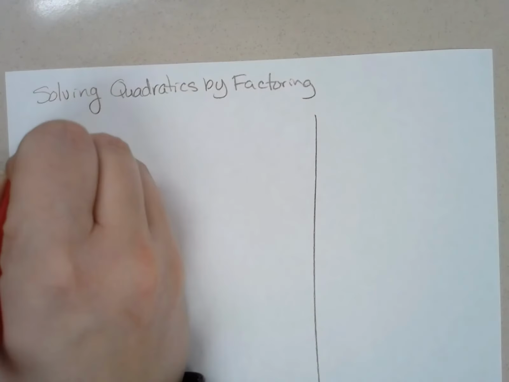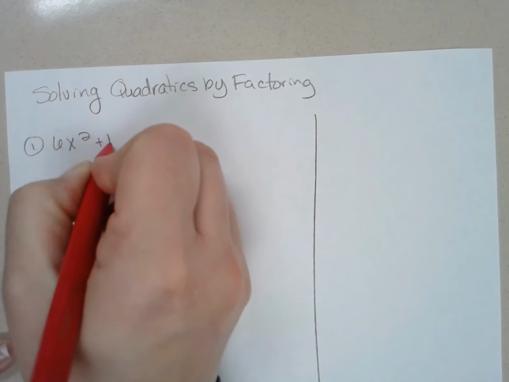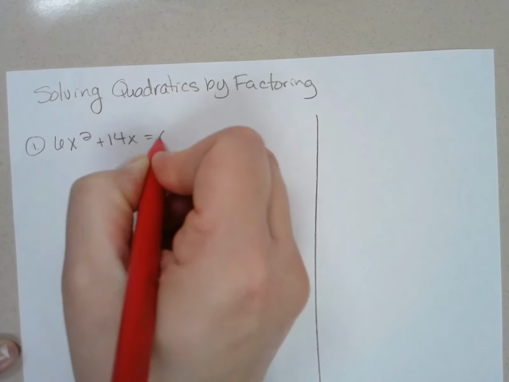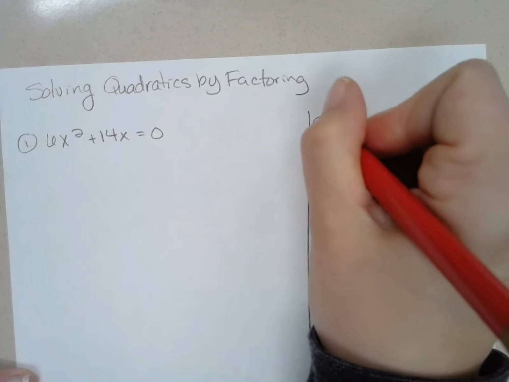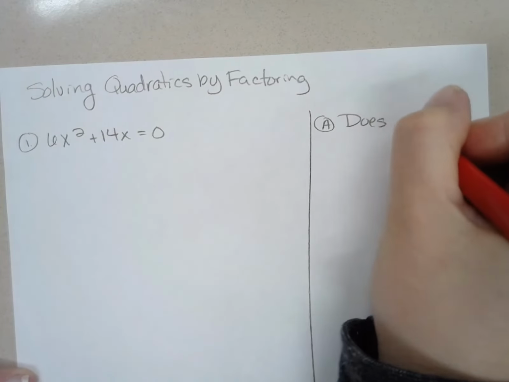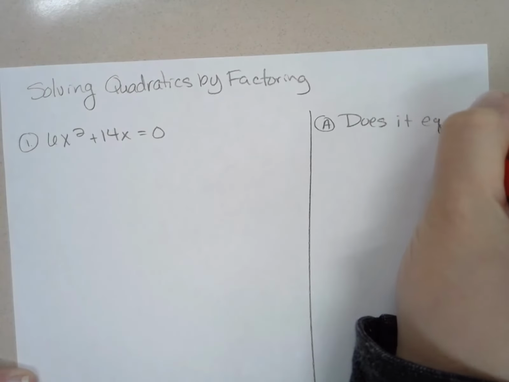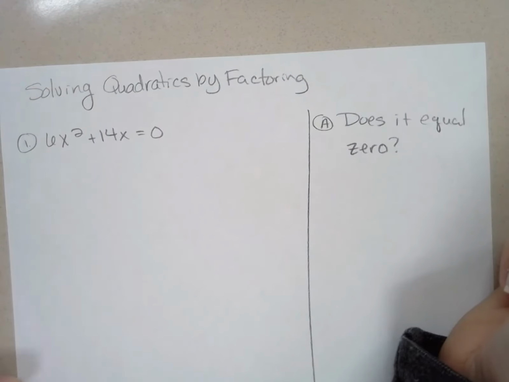So our first one that we're going to work, and there's only going to be two examples, is 6x squared plus 14x, and that's going to equal 0. Just like all of the other quadratic solving that we've done so far, it needs to equal 0. So that's the first thing you check. Does it equal 0? And if it doesn't, you got to subtract and get everything over on the same side so that it does equal 0. Ours are conveniently always equaling 0.